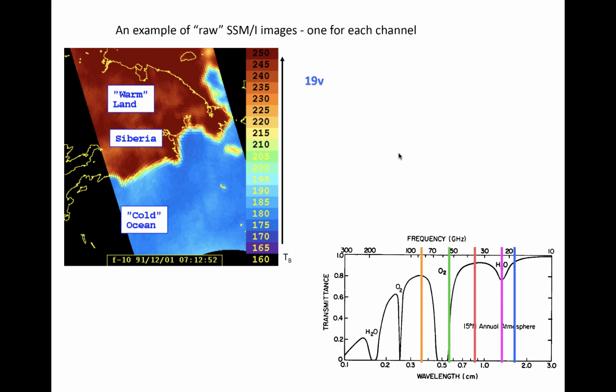It operates at the same frequencies, essentially, but the 85 GHz band is replaced by a band at about 91.6 GHz, which is sometimes referred to as both the 91 or 92 GHz band. The SSMIS also detects emissions in the oxygen band near 55 GHz to 60 GHz.